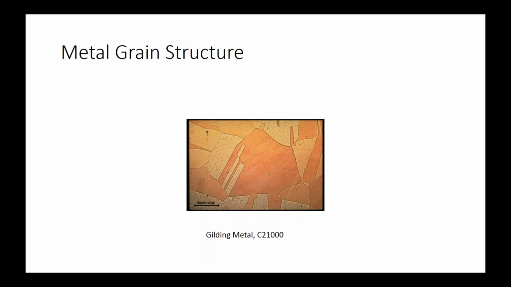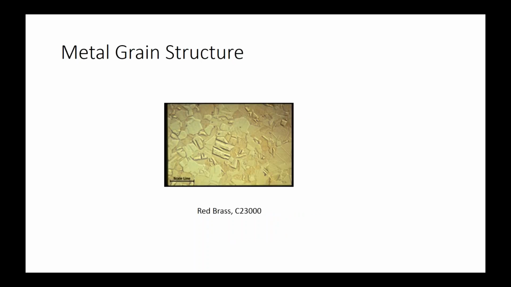This would be a much better structure for properties. And here's a 230 brass, red brass, 15% zinc. The structure is more even. It's been worked more from the time it was cast. Or it was cast and cooled very quickly so that the structure was more even.